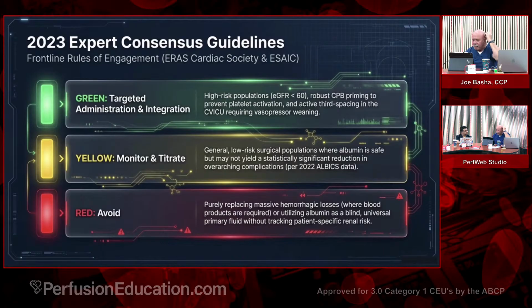But then you want to avoid it if it's purely to replace massive hemorrhagic loss where you're losing blood. You can't just replace blood with albumin, okay? Utilization of albumin as a blind universal primary fluid without tracking patient-specific renal risk is probably not wise, though.